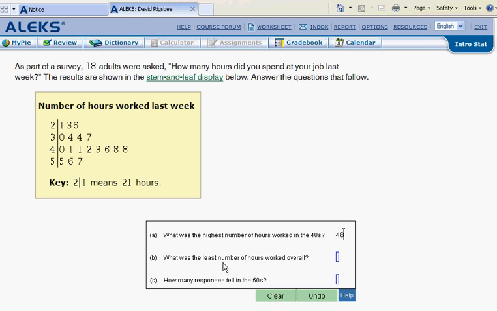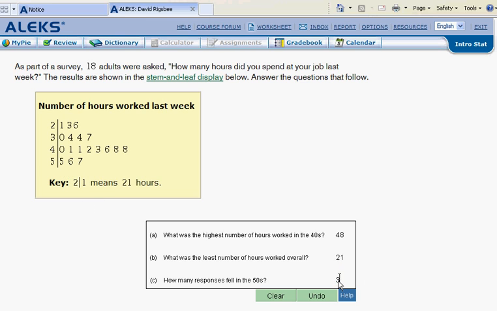What was the least number of hours worked overall? Well, obviously the smallest on the list is 21. By having them sorted this way and then in order like this, it just makes it easy to find things. How many responses fell in the 50s? Well, we can see here that there were 3 of those, 55, 56, and 57.